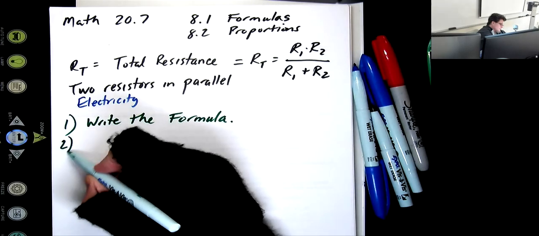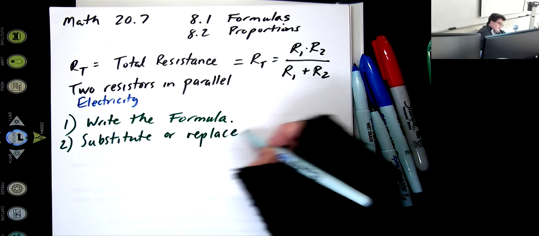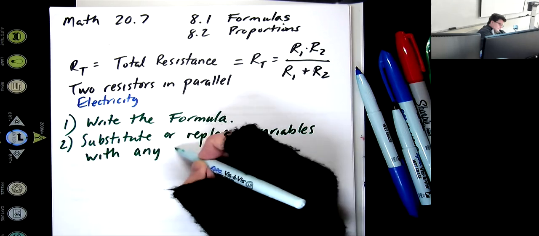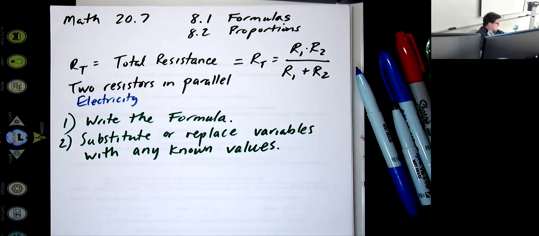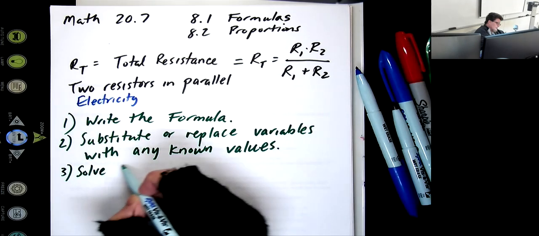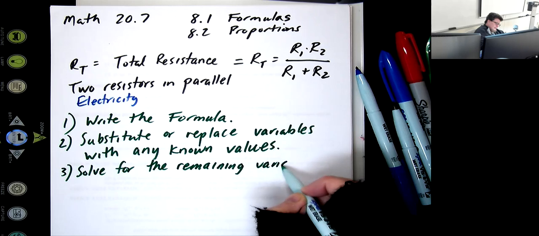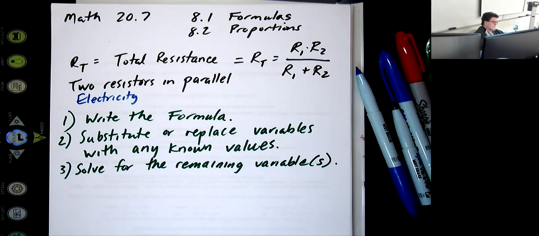Then we are going to substitute or replace the variables with any known values. We will then solve for the remaining variable. There should usually only be one left. But sometimes there's more than one, and we'll talk about that in later chapters. It's definitely not anytime soon.